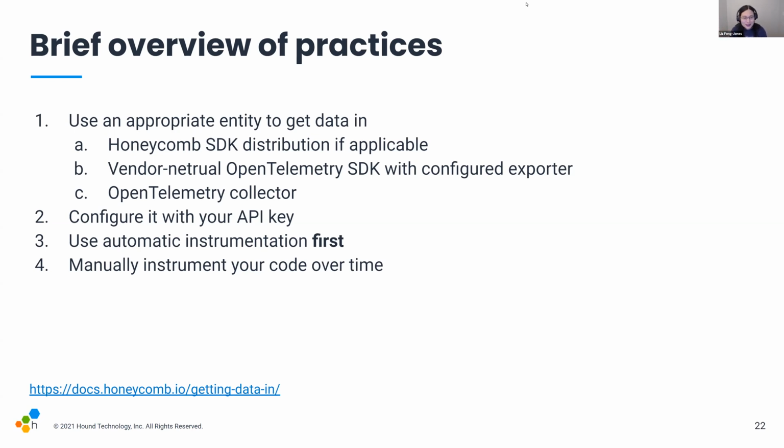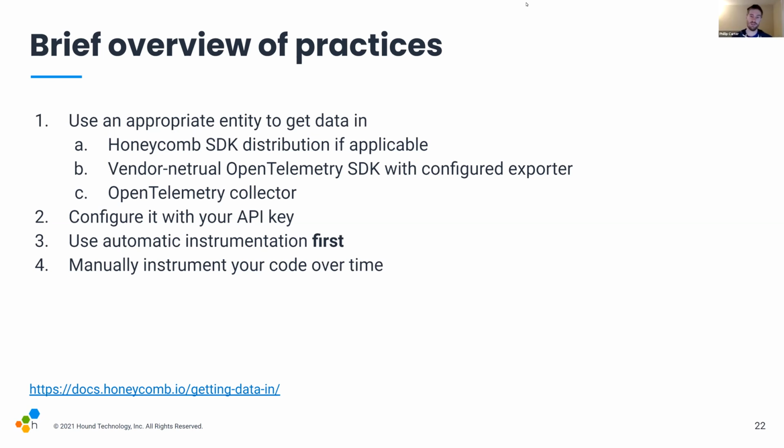The other important thing about that first point is that even if you start with the Honeycomb SDK distribution, all of the instrumentation that you're writing is going to be against the vendor neutral API. So if you do choose to wind up going to another provider down the road, you can do that. You don't have to re-instrument your code. You can just swap back in the vendor neutral OpenTelemetry SDK.